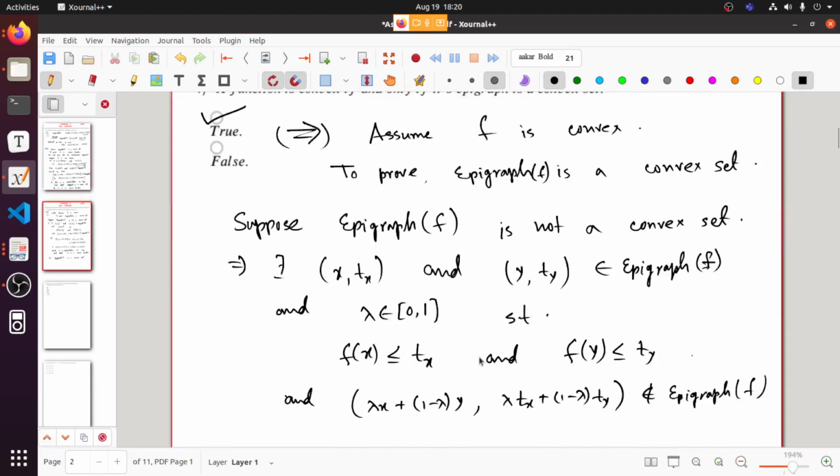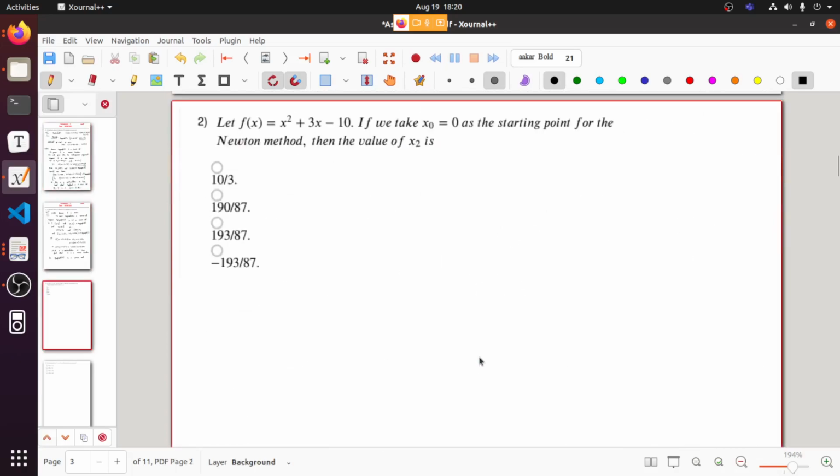Okay, let's move to the next question. What is it saying? f(x) is given by x squared plus 3x minus 10, and given x0 equals 0 is the starting point of Newton's method. You have to find the second iterative step of Newton's method, right? You have to find x2.